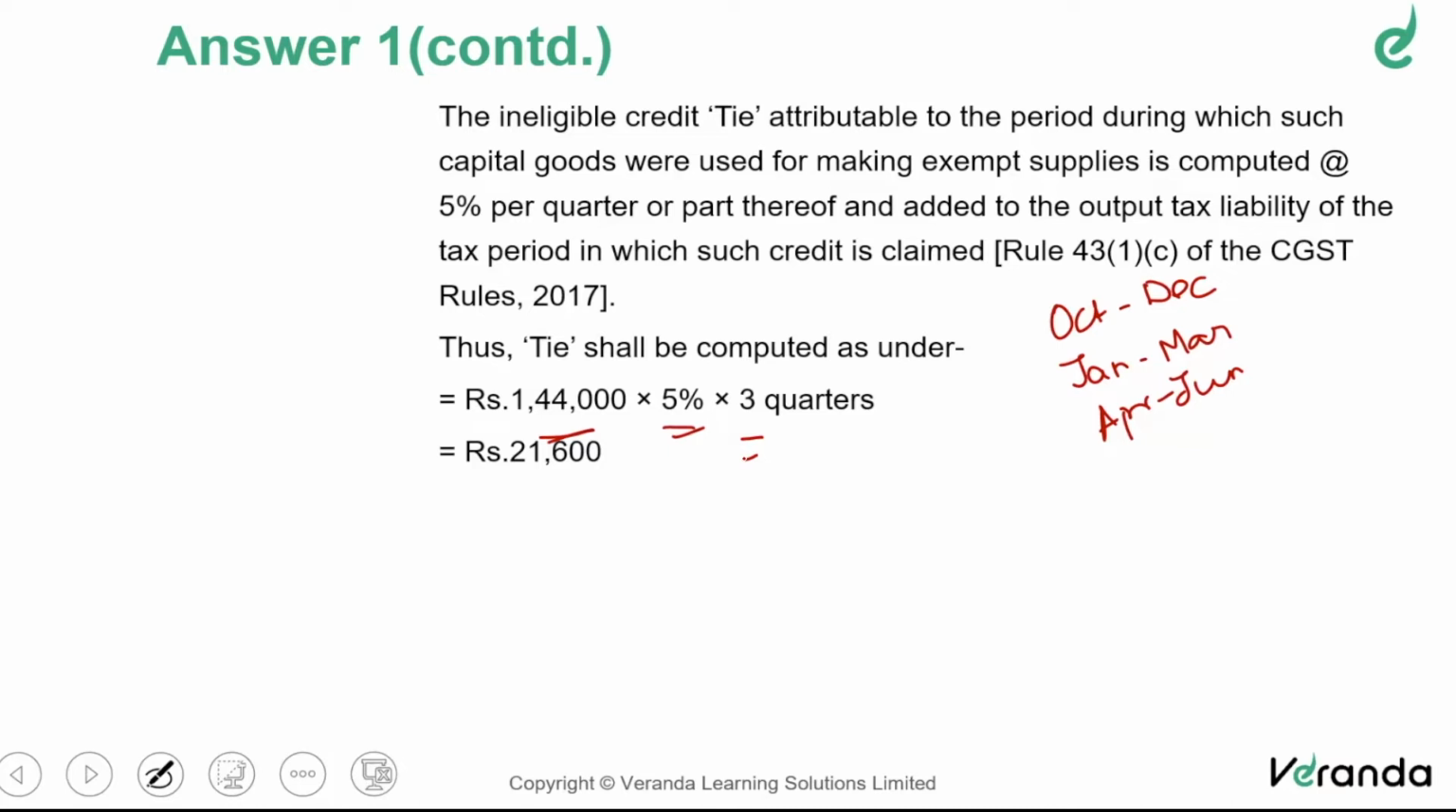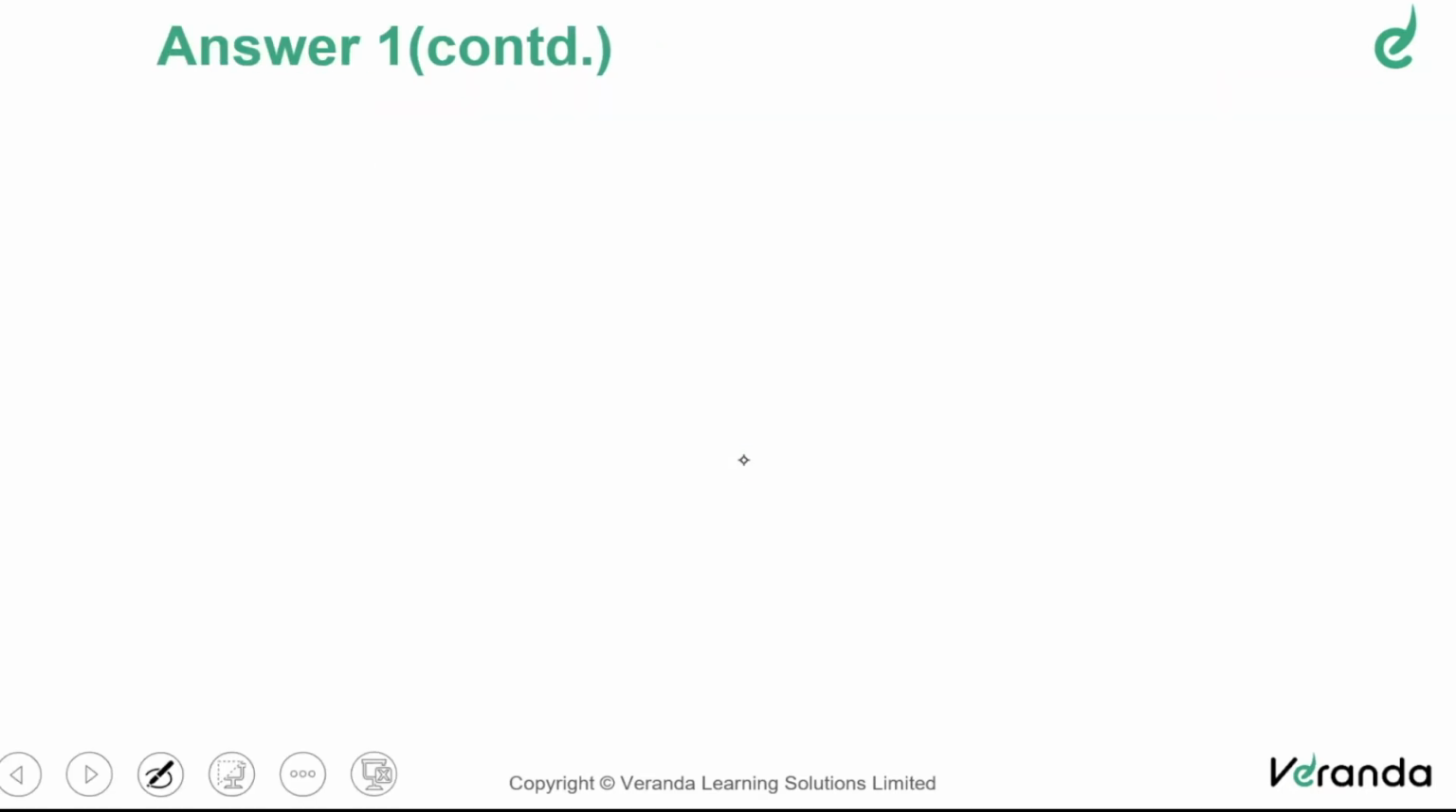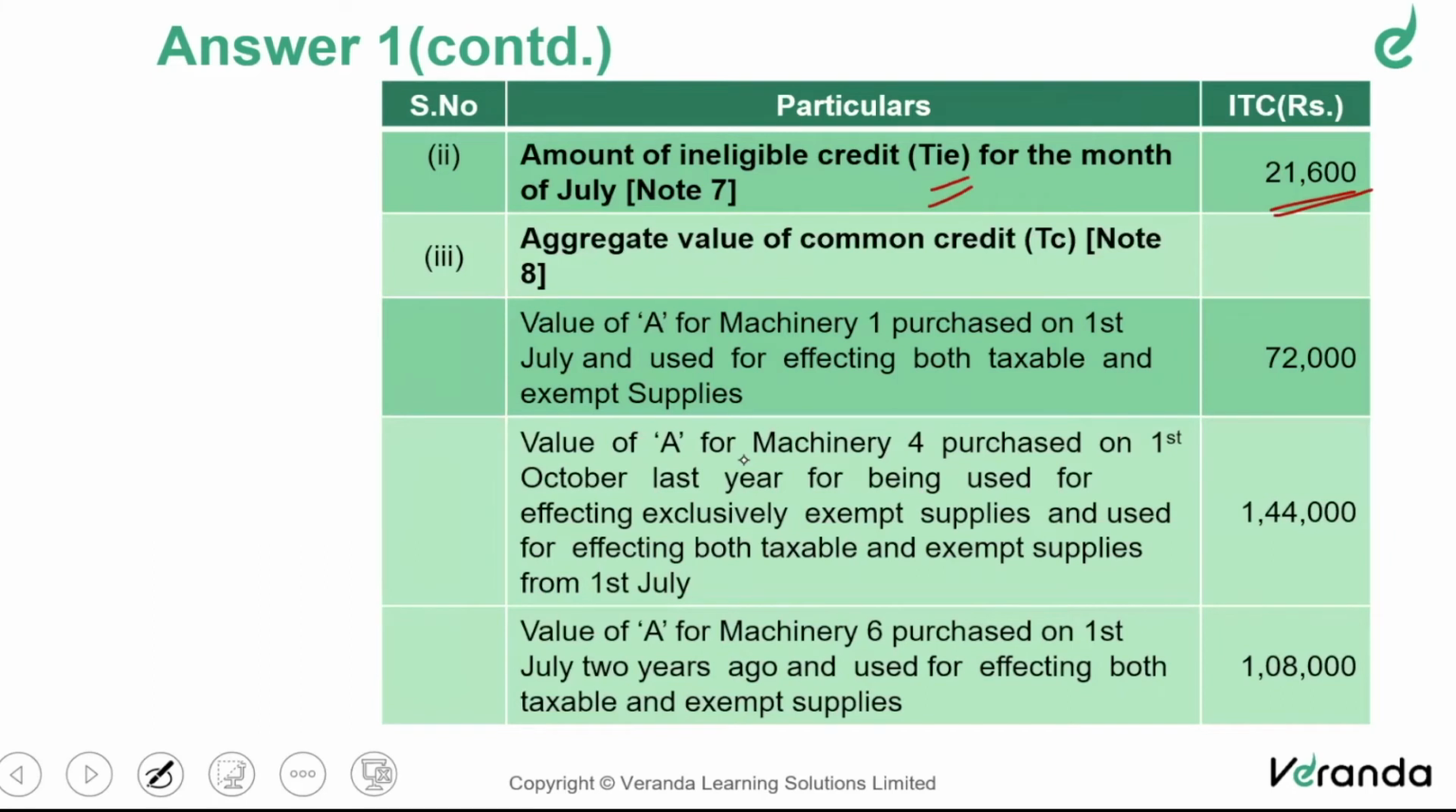Therefore, considering that it has been purchased in October and now we are in the current period of July 1st, for the previous expired period, 3 quarters have expired. For that, 5% per quarter comes to 15% multiplied by 144. So that one is 21,600, step number 2. Fine. Now coming to step number 3, calculation of TC and TM. There is no TR calculation here. As we have seen, what is the common capital goods?